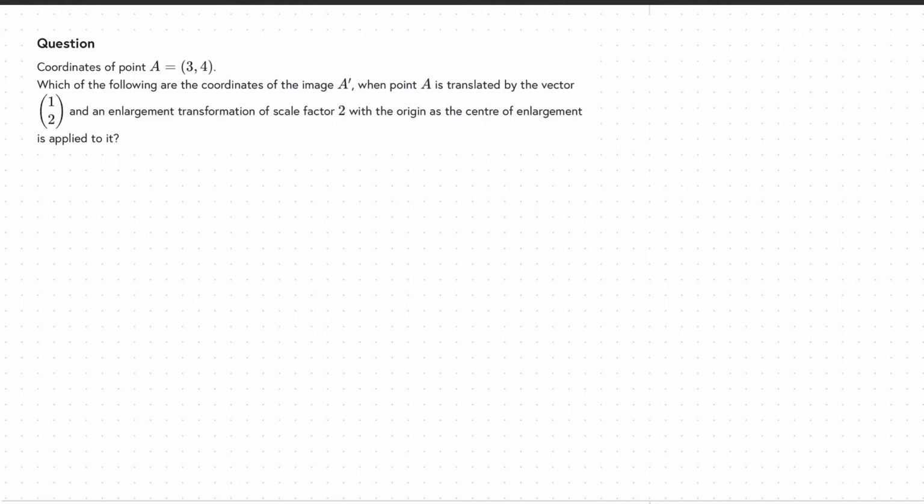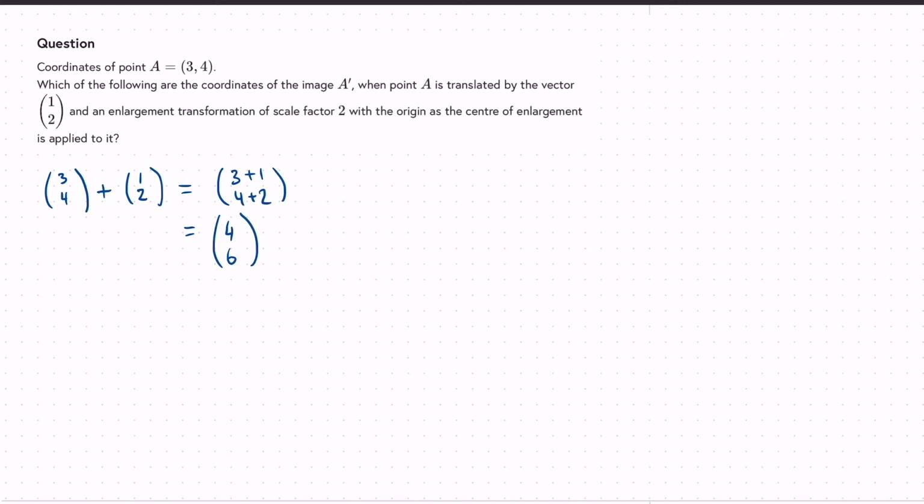Now with this question here, we can see that the point A, (3, 4), is translated by the vector (1, 2), and then is enlarged. So let's deal with these in turns. If I'm translating A, which is (3, 4), I'm firstly going to write it in this form here, and then I'm going to shift it by this, which is equal to 3 plus 1 and 4 plus 2, which is (4, 6). So this is my first transformation.